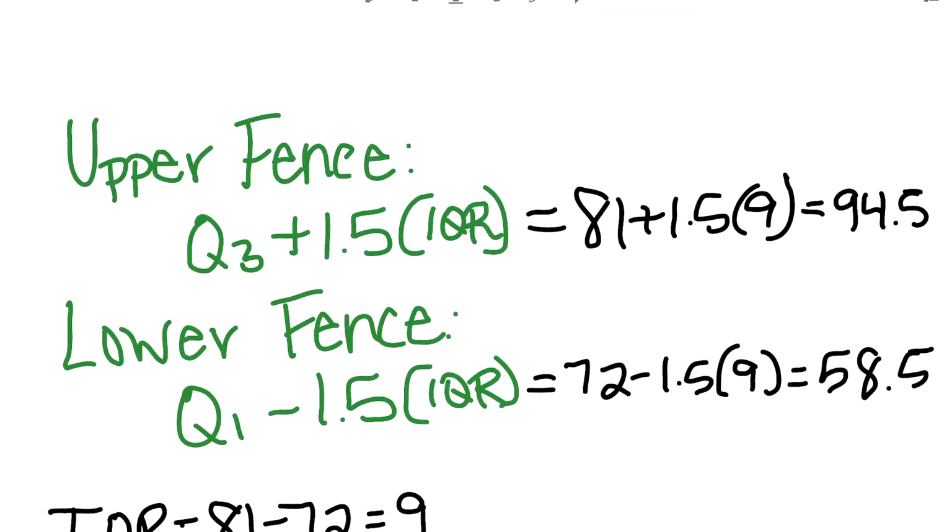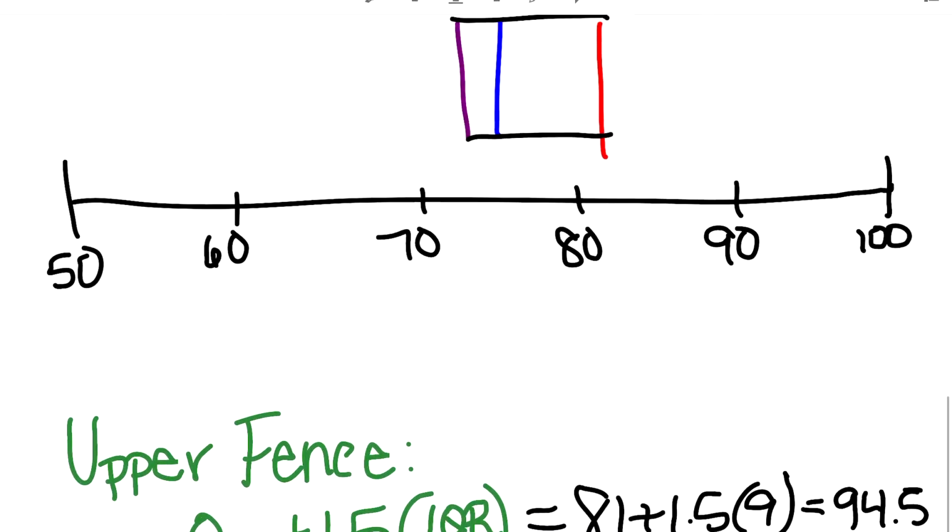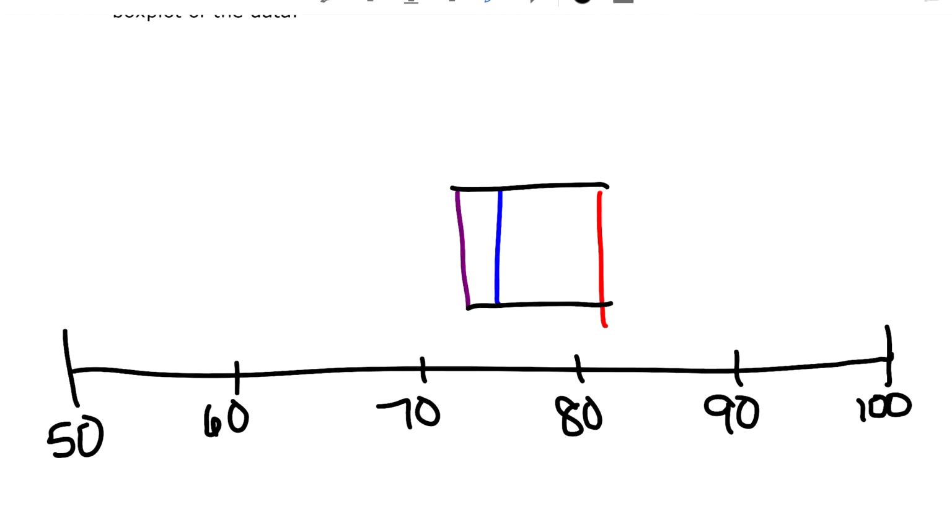So an outlier is an extreme value that has been proven to be very extreme, basically. So we're going to go ahead and mark these with some temporary brackets. So 94.5 is the first one. So that's going to be about here. And then the other one was 58.5. So that's going to be about here.